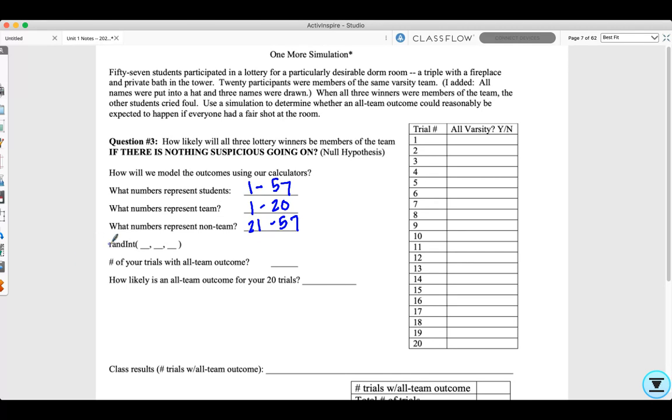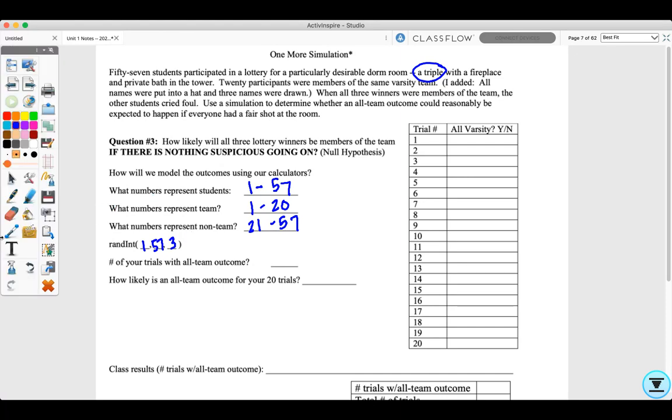In your calculator, you would put random integer 1 through 57, and I want 3 because 3 people would go in a room, because it's a triple. So a triple means that 3 people are in a room together. Okay, so I want 3 people, and that represents the rooms.